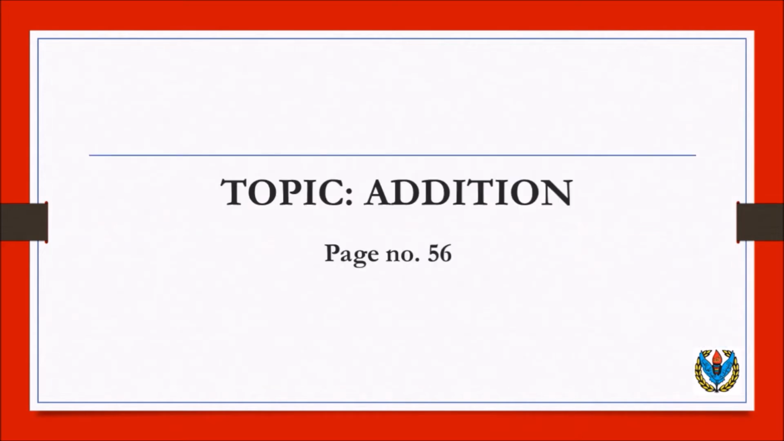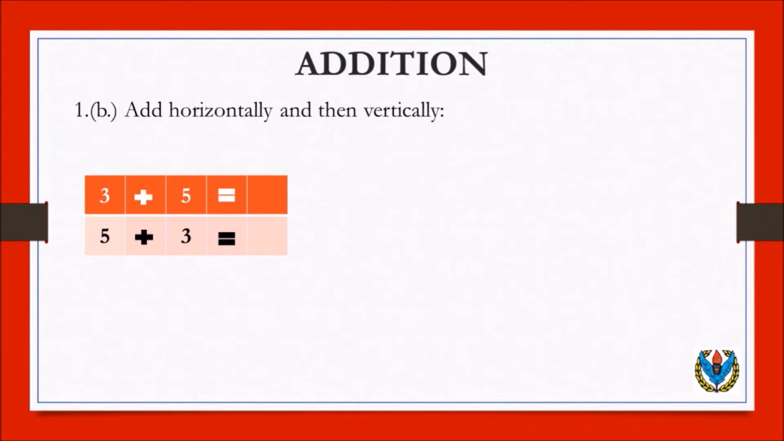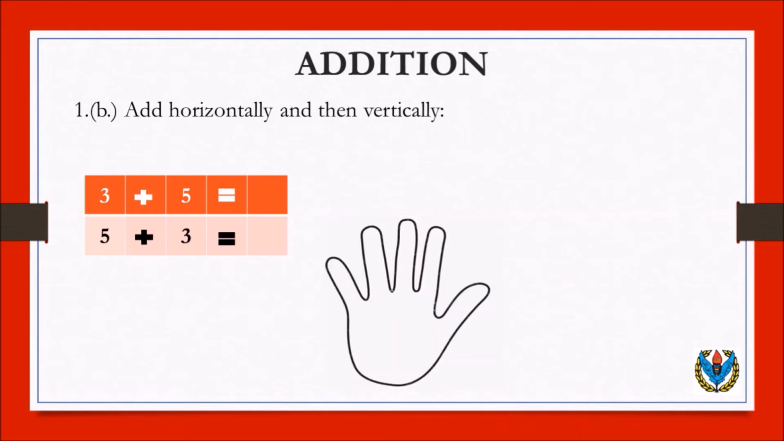Our next topic is addition. Please open page number 56. We will do question number 1, part B. First we will add horizontally. To add the numbers, you can use your fingers or draw lines or draw any object. The question is written horizontally 3 plus 5.